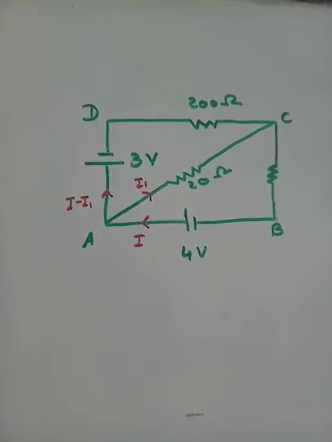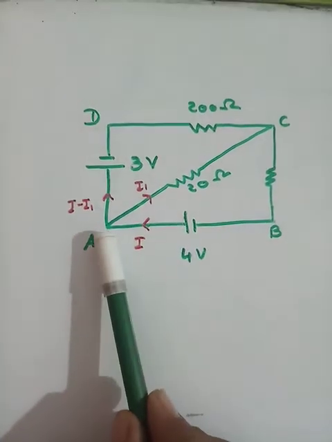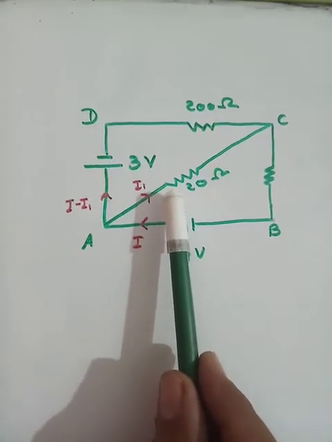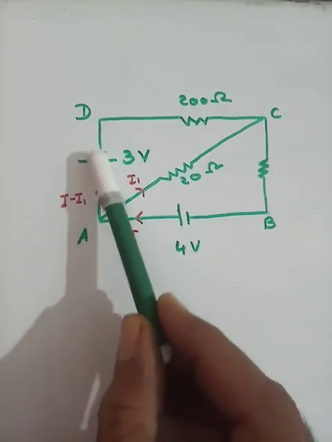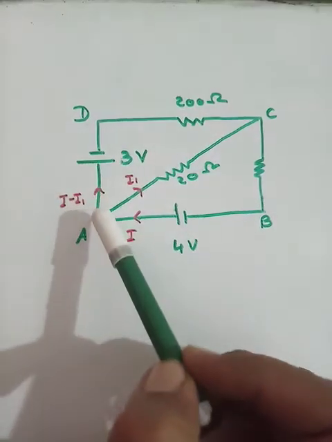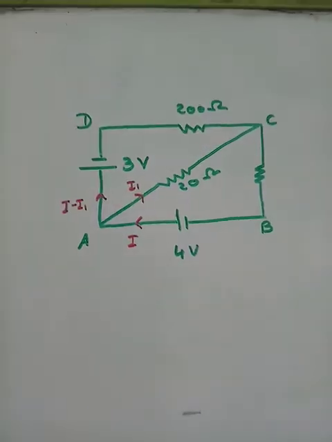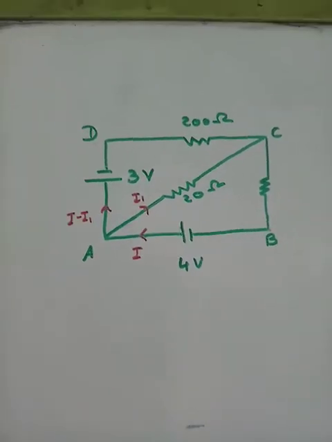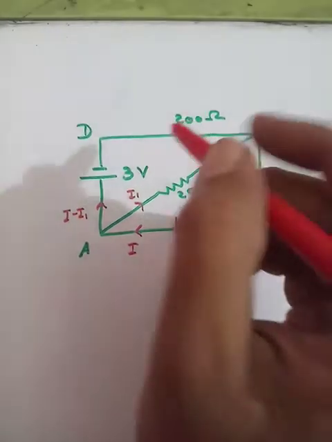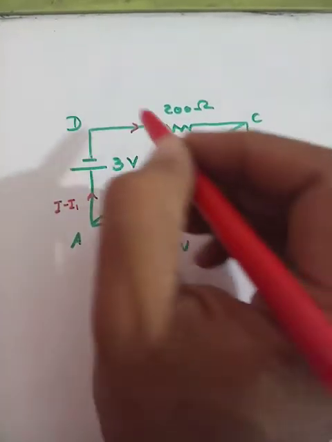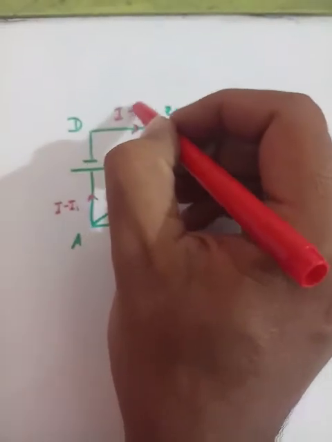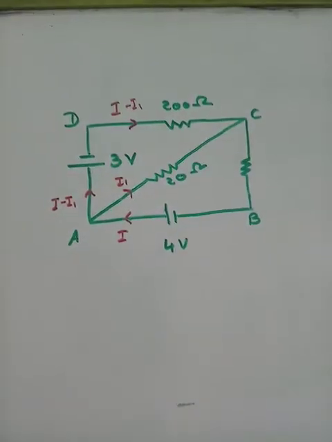Current I1 goes here. What is the remaining current? Remaining current is I minus I1. So I minus I1 goes over here in branch AD. The same current I minus I1 will also be going in the branch DC. So what is the current in branch DC? It is again I minus I1.